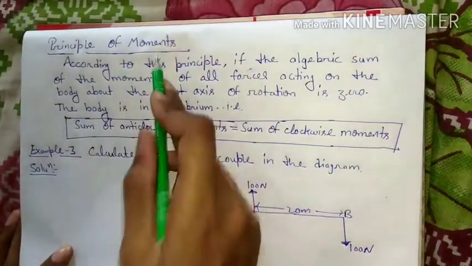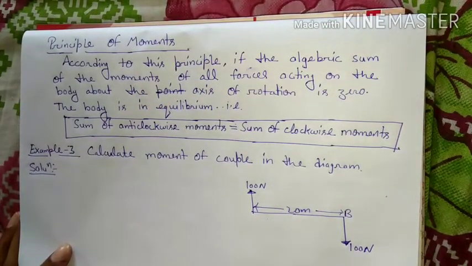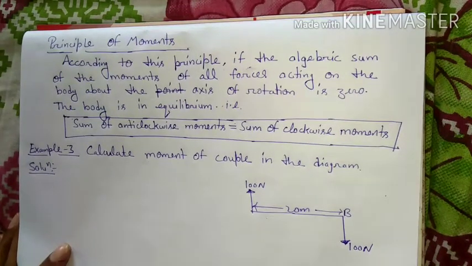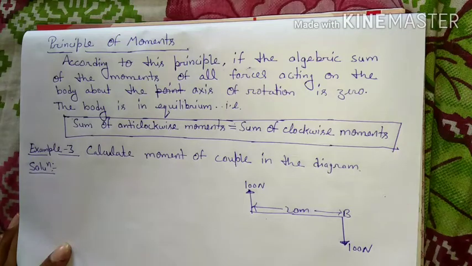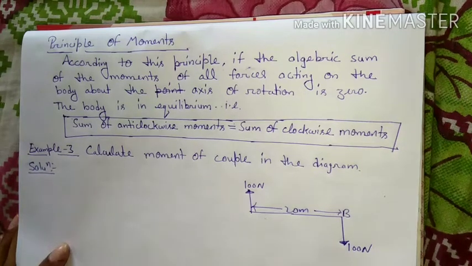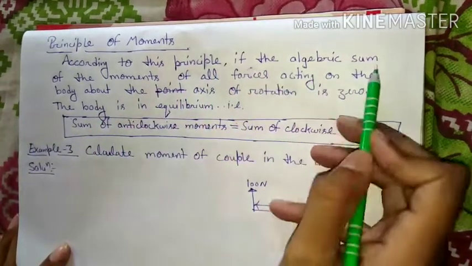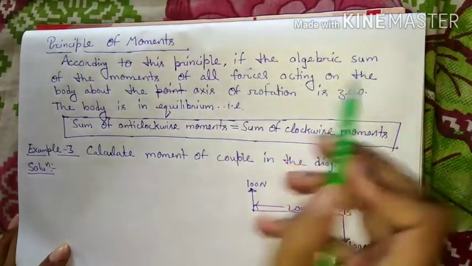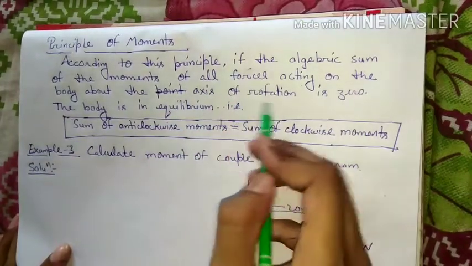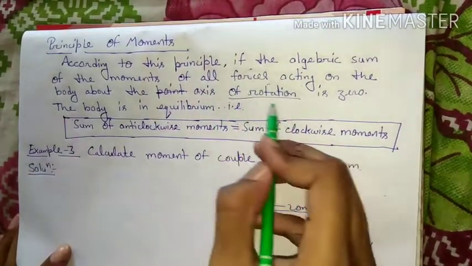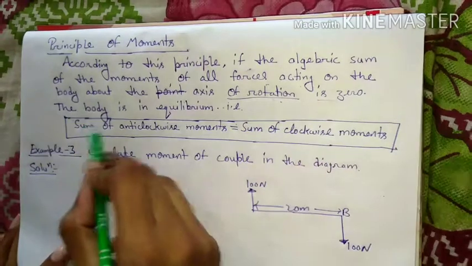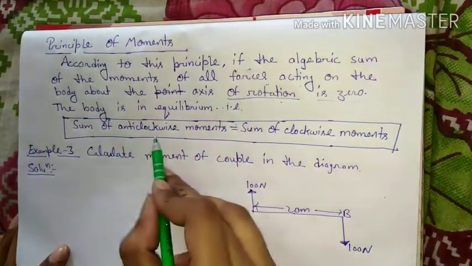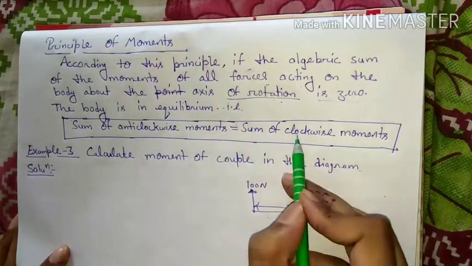Okay, our next topic is principle of moments. Principle of moments means the sum of total moments is zero if the body is in equilibrium. According to this principle, if the algebraic sum of moments of all forces acting on the body about the axis of rotation is zero, then the body is in equilibrium. And we can write: sum of anti-clockwise moments is equal to sum of clockwise moments.